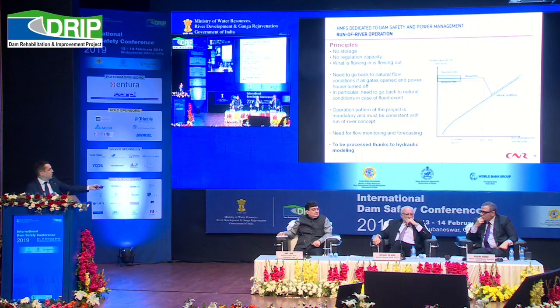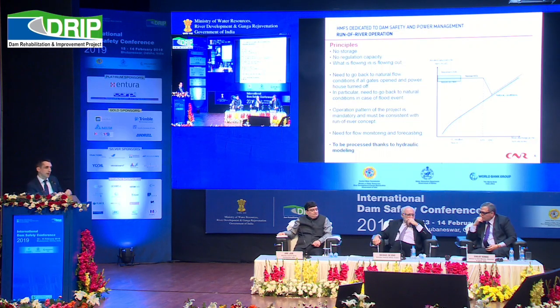And you can see in light blue it's natural conditions at the dam site, and the dark blue is the operation pattern. So as long as the flow is below the installed capacity of the power station, we can use the drawdown zone and maximize power generation thanks to the drawdown zone. When we reach the installed capacity of the powerhouse, we can keep the water level upstream at the normal operating level as long as there is no impact of the operation upstream the dam. And once we reach a certain flood event, we have to decrease gradually the water level upstream in order to go back to natural flow conditions.